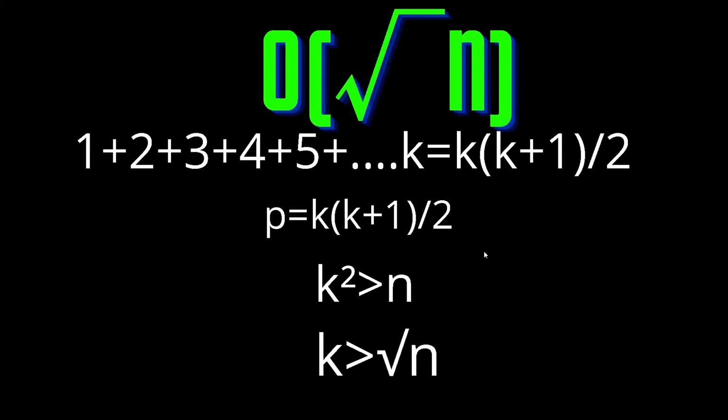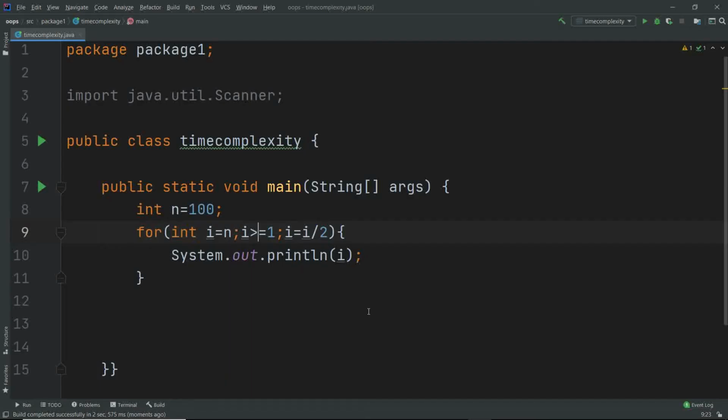I hope this particular thing is clear. If not, please do rewind and watch this again. Now let's look at this particular code. Here I have declared the value of n as 100. This code starts from n and goes on till 1. And here i equals i divided by 2, and we are printing out the value of i.